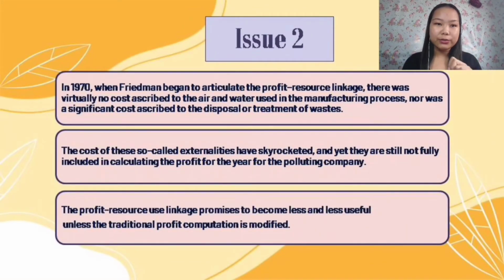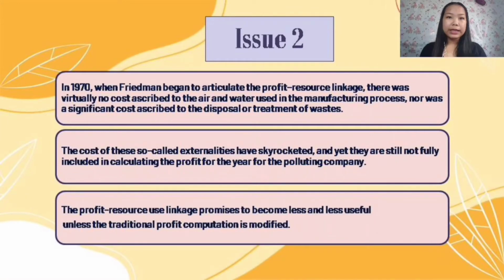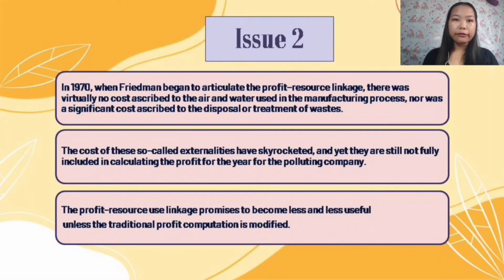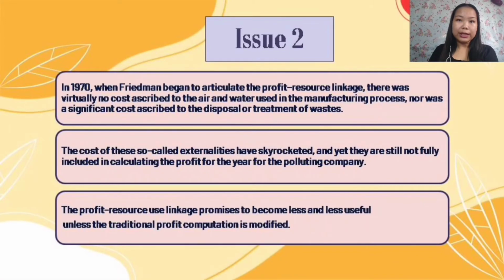The second aspect of Friedman's argument that has eroded since it was first proposed is the accuracy in which profit guides the allocation of resources to their best use for society. In 1970, when Friedman began to articulate the profit-resource linkage, there was virtually no cost ascribed to the air and water used in the manufacturing process, nor was a significant cost ascribed to the disposal or treatment of waste. The costs of these so-called externalities have skyrocketed, and yet they are still not fully included in calculating the profit for the year for the polluting company. As the cost associated with these and other externalities rises, the profit-resource use linkage promises to become less and less useful unless the framework of traditional profit computations is modified or supplemented.